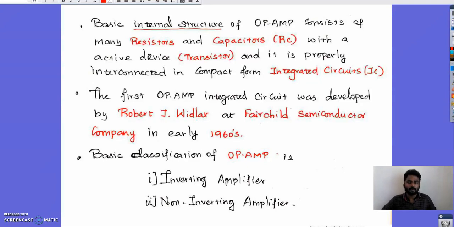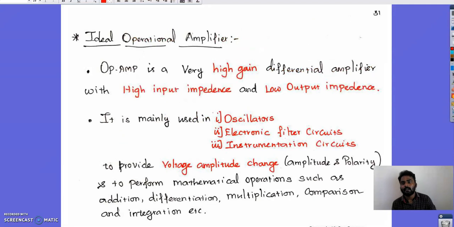We will see how the input is given to the operational amplifier with the help of the block diagram in the upcoming slides. And for the ideal operational amplifier, we have seen the function of the amplifier when it was invented, and how an ideal operational amplifier will work. It is a very high gain differential amplifier with high input impedance and low output impedance. Generally your operational amplifier will have very high input impedance, and the output impedance will be very low.